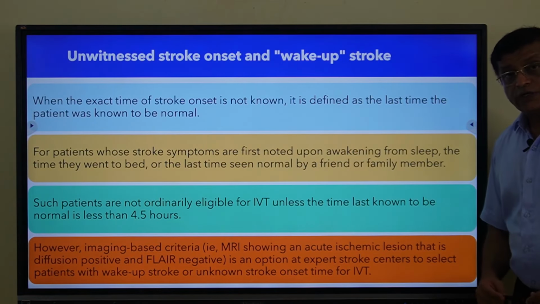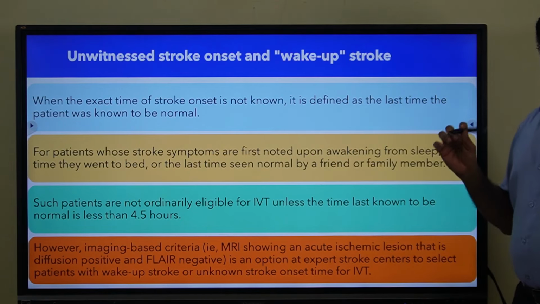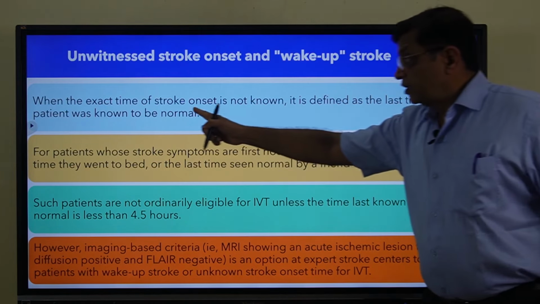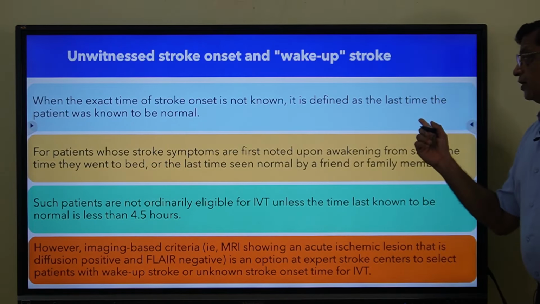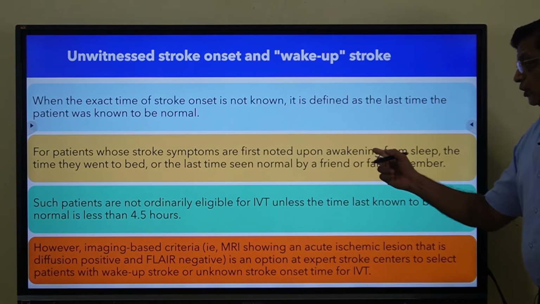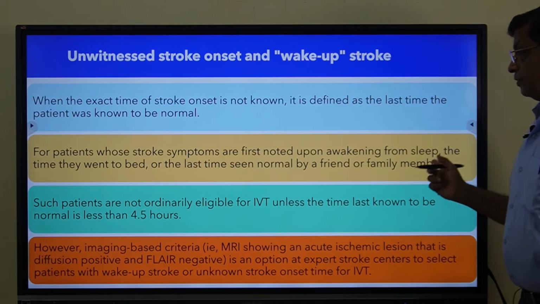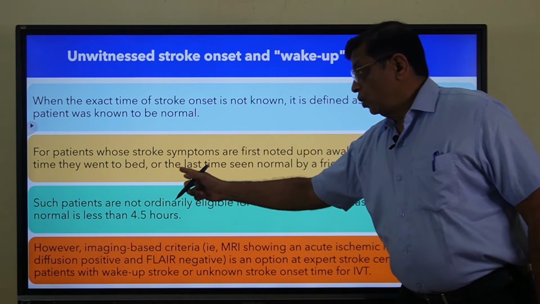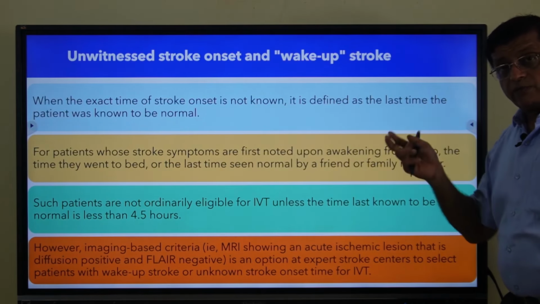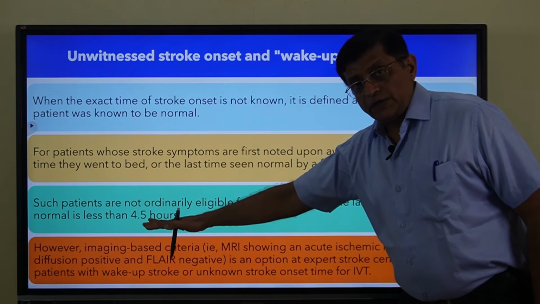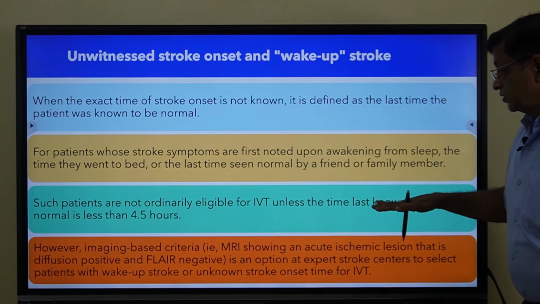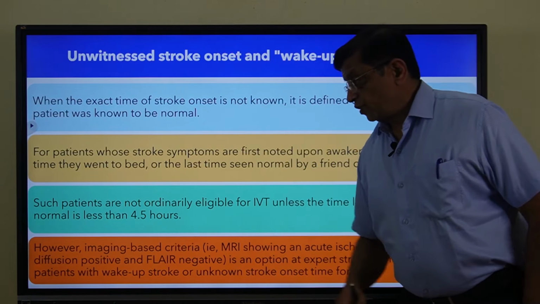If it is unwitnessed stroke or wake up stroke, what if the patient gets up and finds that he has a weakness on the one side of the body? When the exact time of stroke onset is not known, it is defined as the last time the patient was seen normal. For patient whose stroke symptoms are first noted upon awakening from the sleep, the time they went to bed or the last time they were seen to be normal by a friend or a relative is taken as the time of stroke onset. Such patients usually come late, so such patients are usually not eligible for intravenous thrombolysis unless the last time known to be normal is less than 4.5 hours.